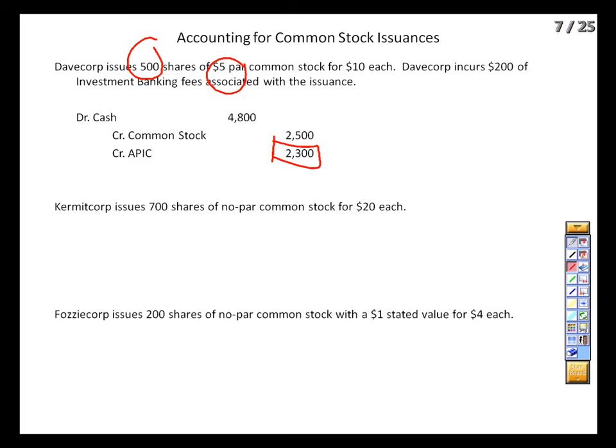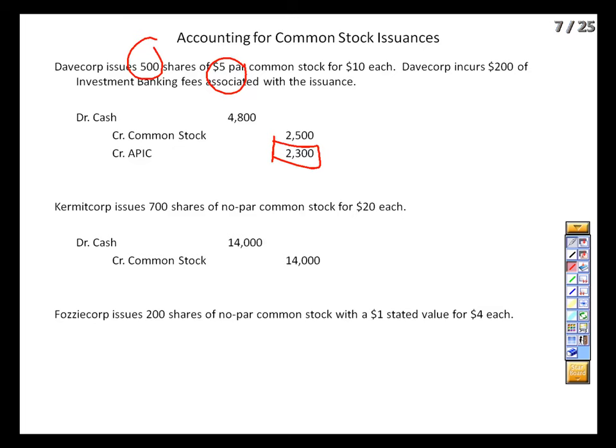MGM Day. Kermit Corp issues 700 shares of no par common stock for $20 each. What did we receive? $14,000 in cash, so we debit cash, and we put all $14,000 into the common stock account. Functionally the same as the Dave Corp example above, but with only a single equity account instead of two.